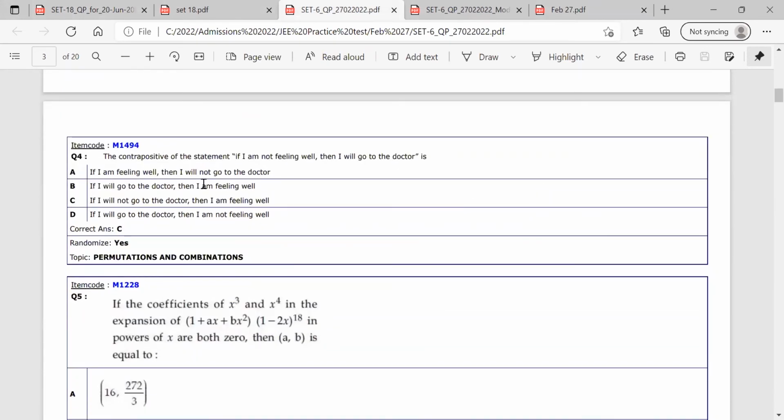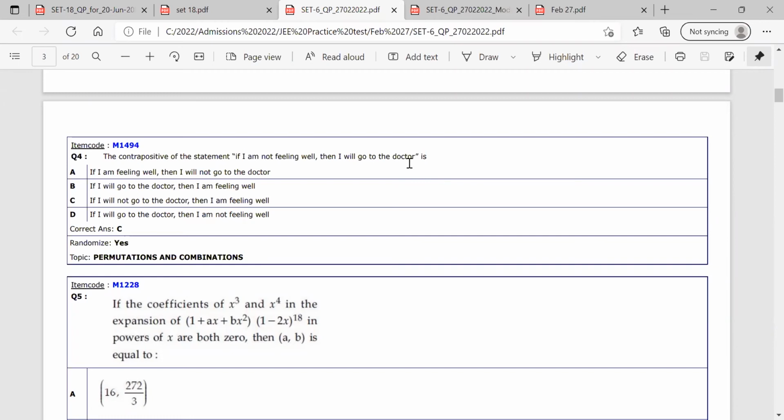So now question number 4: the contrapositive of the statement, if I'm not feeling well, then I'll go to the doctor. I know you have all studied P implies Q, what is negation P, negation Q, and all these things. So here we have a statement: I'm not feeling well, I'll go to my doctor. So what will be the opposite, or what will be the contrapositive of the statement? The contrapositive of the statement will be, if I'm feeling well, I'll not go to the doctor.